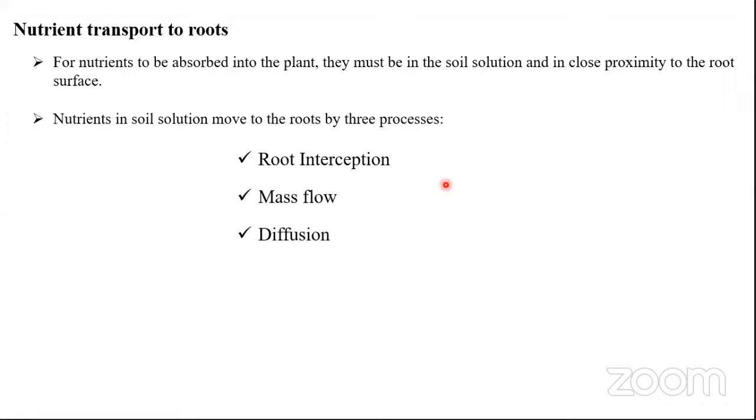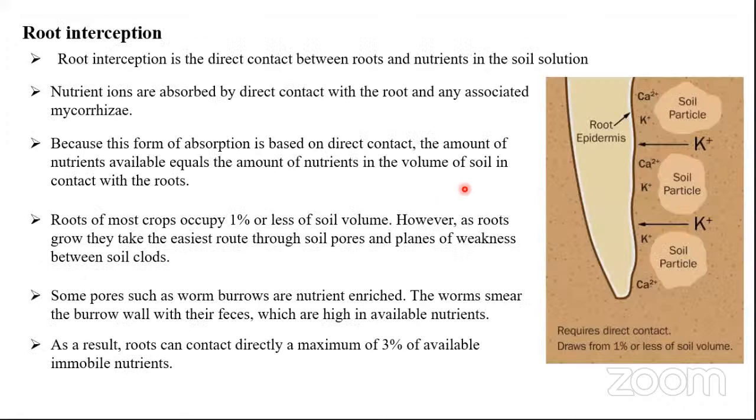Root interception is nothing but, students, direct contact with the soil. There we can see some nutrition will be transported. Most roots of the crops occupy about 1% or very little of the soil volume. However, roots take an easier route, and nutrients enter through the soil pores or planes of weakness between the soil clods. So direct contact happens anyhow. Students, root interception will satisfy only about 3% of the immobile nutrition.